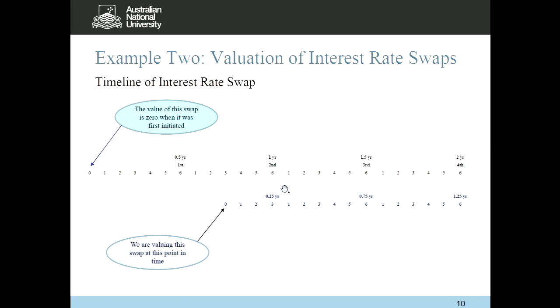So all we need to do is to work out the coupon, and we discount that coupon together with the notional principal back to this date to work out the value of the floating rate bond.